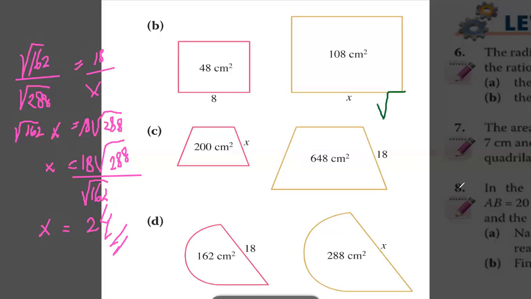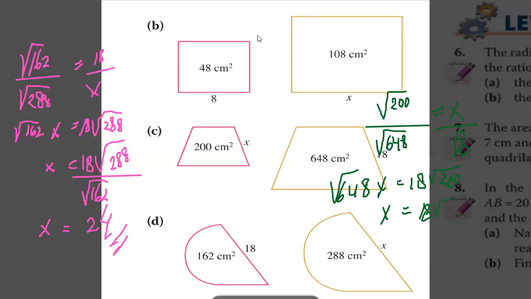So square root of 200, we compare with square root of the second area, to find the ratio of side. Do exactly the same, cross multiplication. Square root 648 x equals 18 times square root 200. You just copy all to your letter: x equals 18 square root 200 divided by square root 648. So x equals 10.